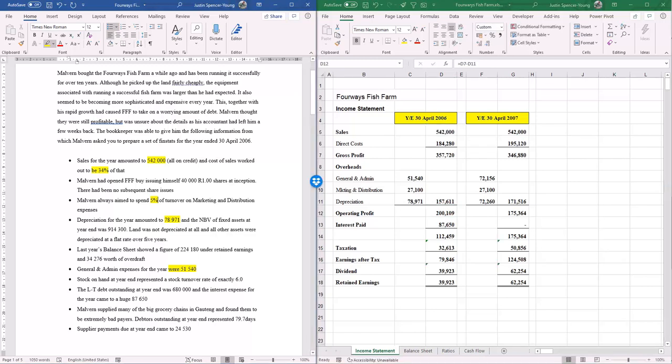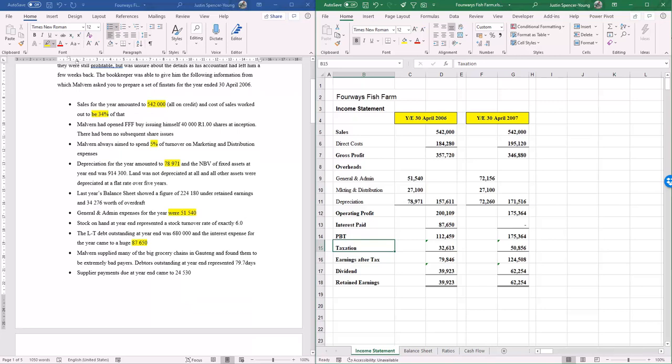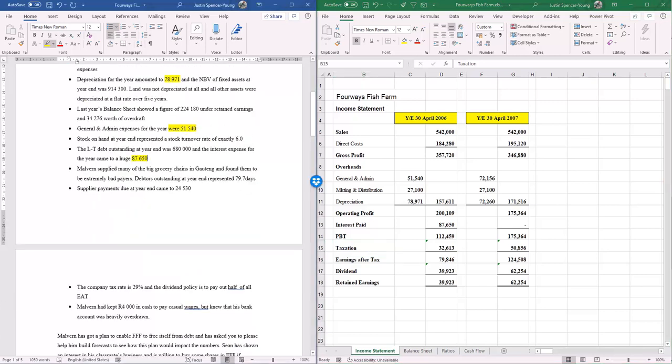Then subtract the interest paid. There's the interest paid, and that should give us a profit before tax. Next up is a tax amount. I hope you will find that over the page. There we go, 29% tax rate.